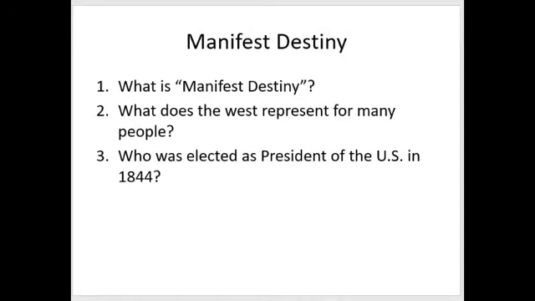And then finally, who was elected president of the United States in 1844? Now, this is a simple question, but this particular president is very closely tied to the idea of manifest destiny. So when you think of manifest destiny, you should think of this president. When you think of this president, you should think of manifest destiny.